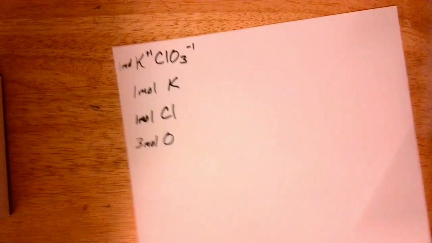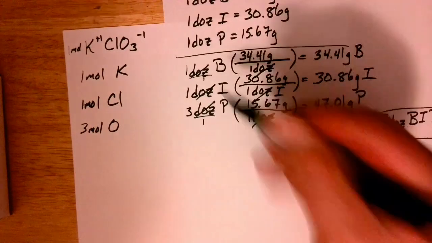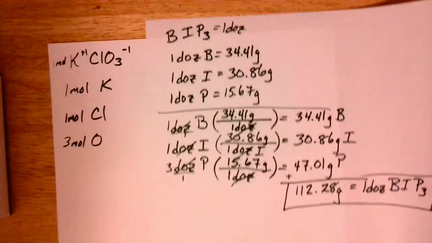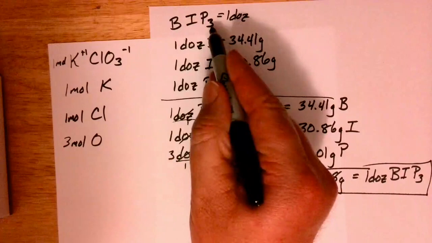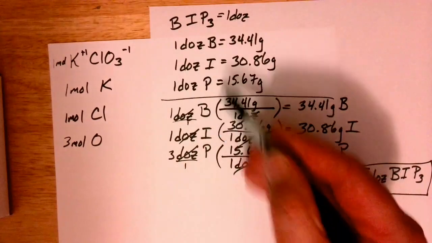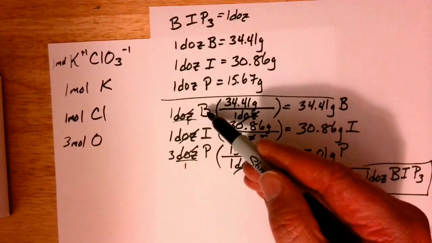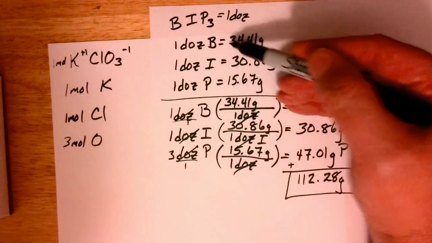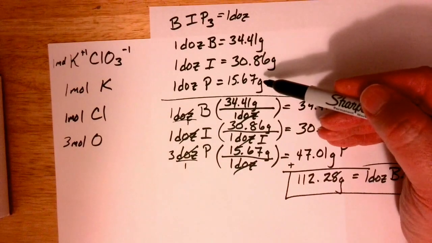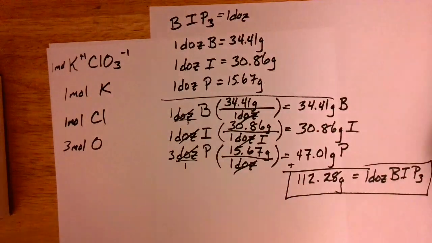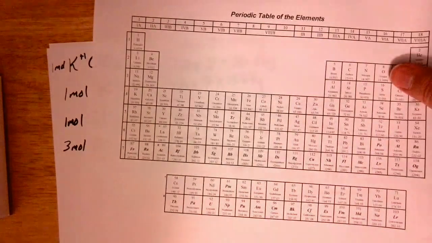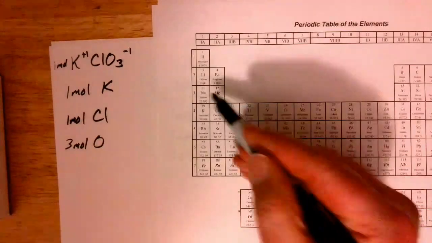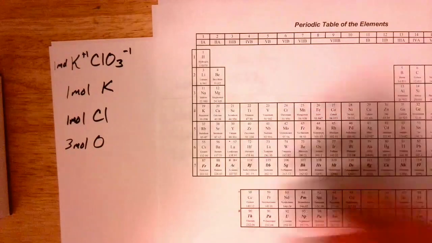And this is very similar to what we did right here with the BIP3. If you had a dozen of those, 1 dozen BIP3 will give you 1 dozen binder clips, 1 dozen index cards, 3 dozen paper clips. Now, we need this information here, and where you find that is here. So we were able to weigh these. In this situation, we wanted to look these numbers up on the periodic table.